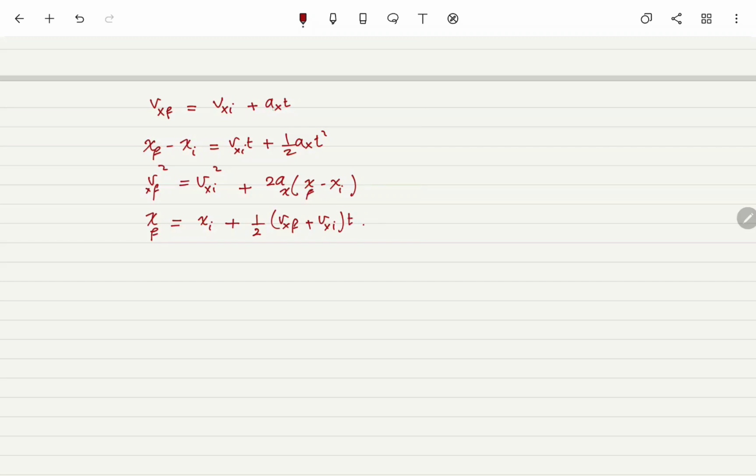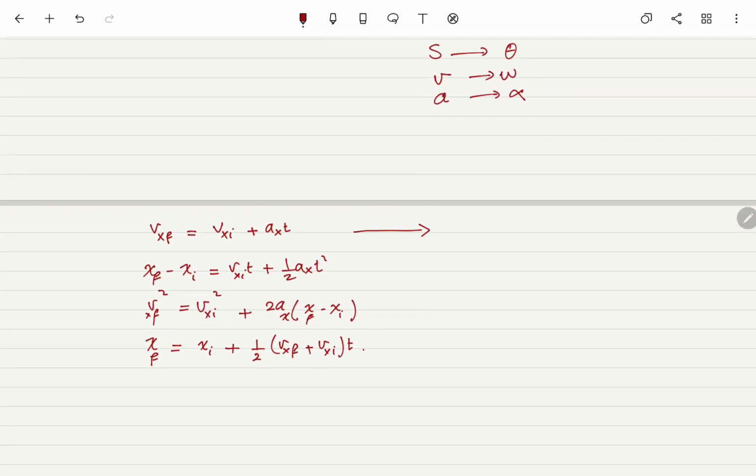Now, this is in translational quantities. In rotational quantities, again, instead of using s, we use theta, and instead of v, we use omega, and instead of a, we use alpha, and don't forget the proportionality constant between these quantities. So in this case here, this equation will be the same as this one here, but rather than v, we use omega.